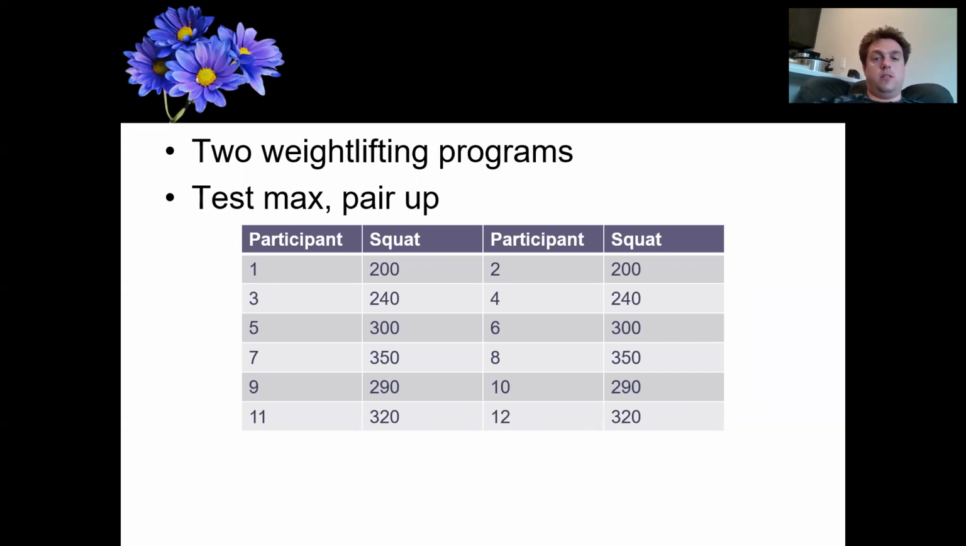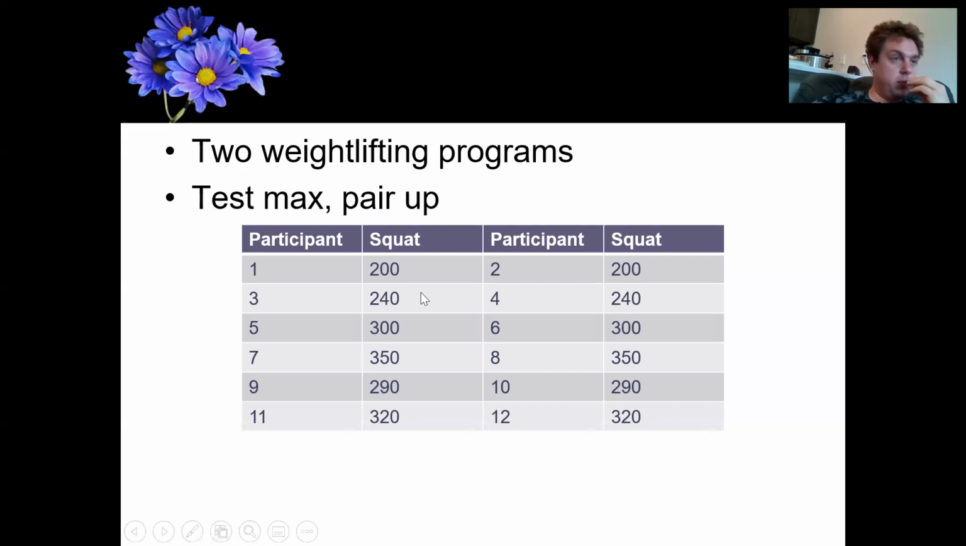So here's what that'll look like. If I'm comparing these two weightlifting programs, I'd have people see how strong they are to begin with. So how much can they squat? Okay. So I get that baseline measurement of how strong they are. That's all the numbers here. And then I'm going to pair them up based on that number. So see, participant 1 squatted 200 pounds or kilos or whatever. Participant 2 did the same, with 3 and 4, 5 and 6, 7 and 8, and so on. So I'm going to pair them up based on how well they scored on that initial measurement.